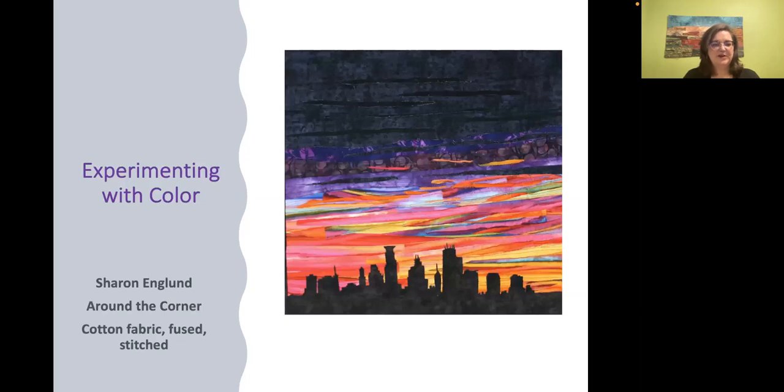In this example, Sharon England's Around the Corner is experimenting with color. Here, she's used cotton and it's fused and stitched, kind of pushing that idea of applique to create her concept of what she wants to exhibit.